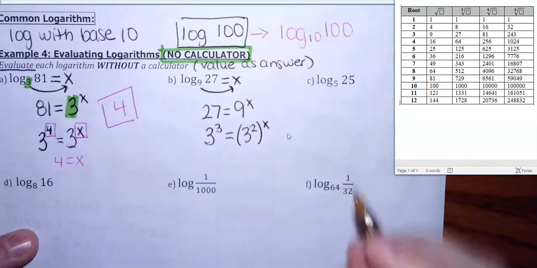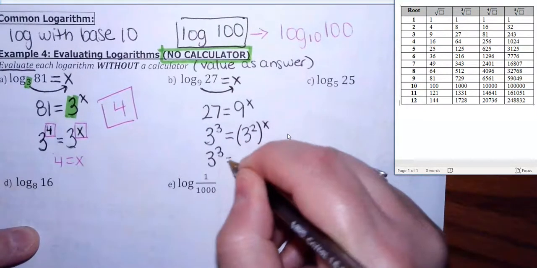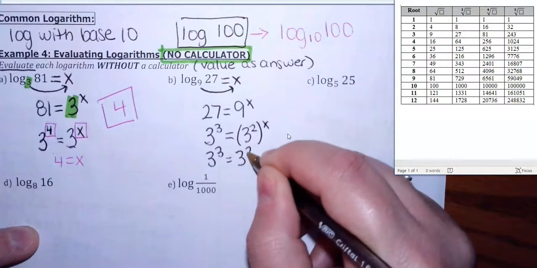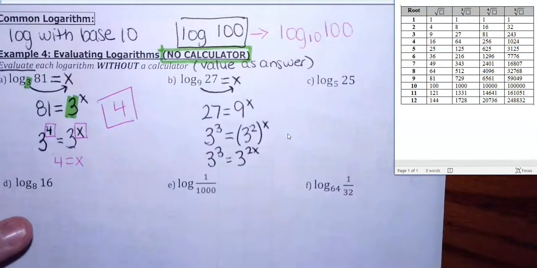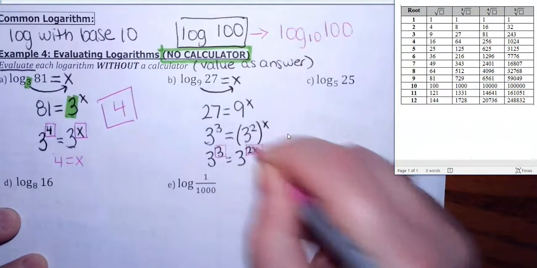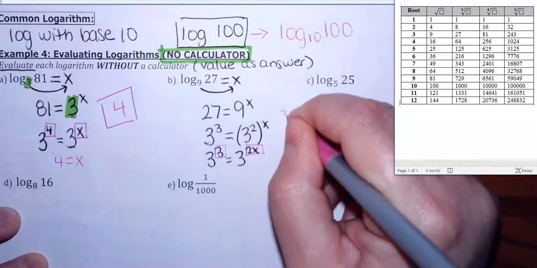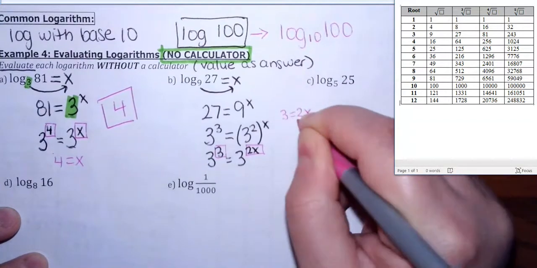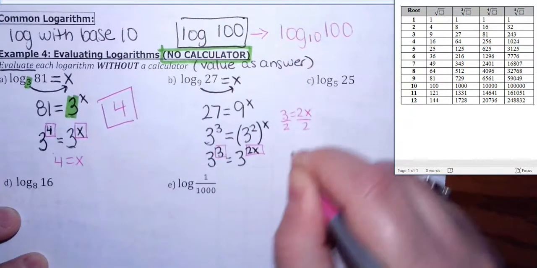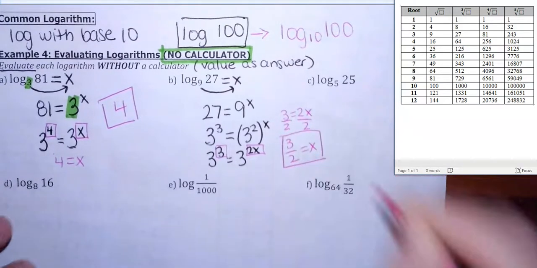Okay. Now, what I've got going on here, I've got 3 to the 3rd and a power to a power. This would be 3 to the 2x. Okay, if my bases are the same, that forces my exponents to be equal. This is a little bit different than the last question because that was just a 4 and an x, so this is a little different. What you would do here, 3 is equal to 2x, divide by 2. So here, 3 over 2 is going to be my answer to that.